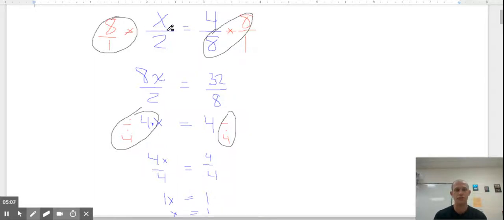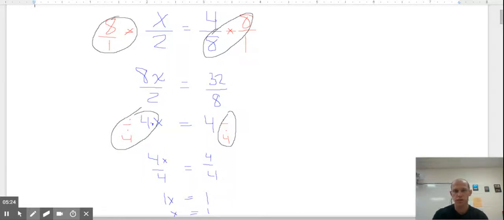If you wanted to, you could have multiplied this by 2. Notice there's a divide by 2 here. We could have multiplied this side by 2 and this side by 2. It would have changed the numbers a little bit, but the process would remain the same. So let's just try another one really quick.